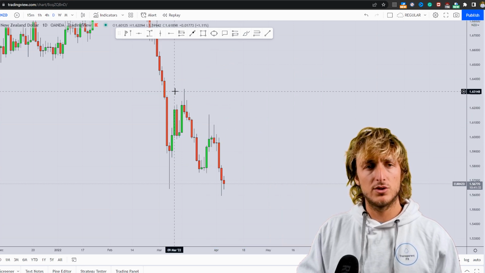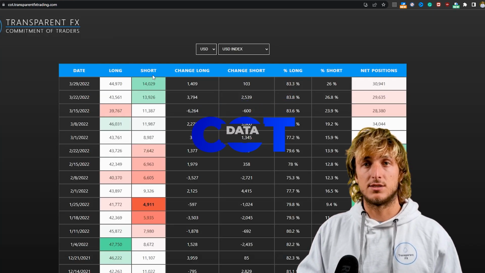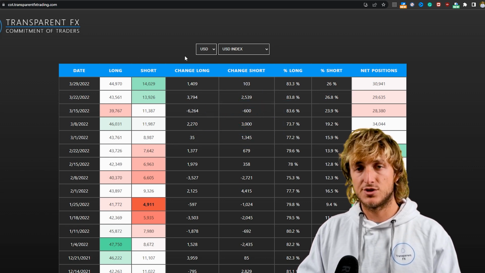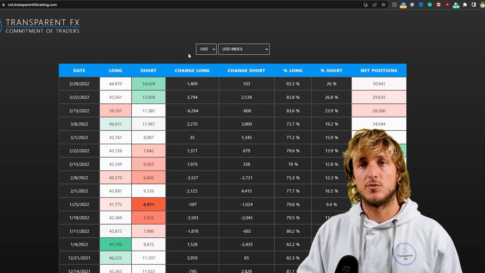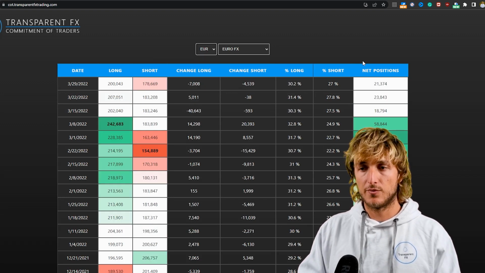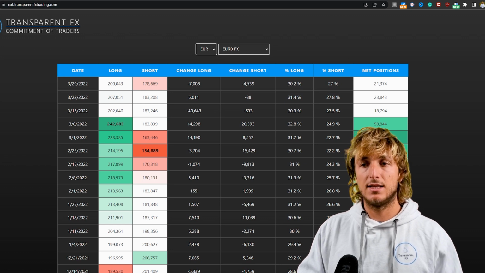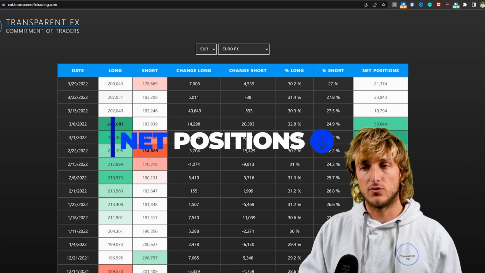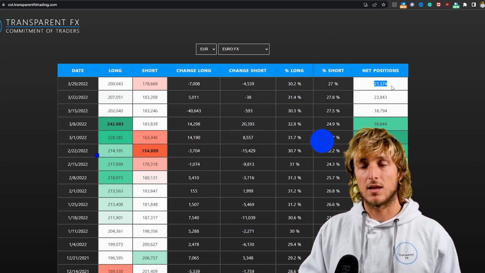Now, if we go and see what we have when it comes to the COT data, the commitment of traders, which is basically what hedge funds and the non-commercials, the biggest speculators in the market, are doing, and we check the data for the euro, what we can see is that in the long term, net positions are getting decreased. We went from having 64k to having 21k net positions.